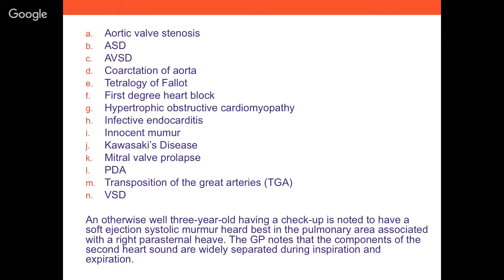An otherwise well 3-year-old having a checkup is noted to have a soft ejection systolic murmur heard best in the pulmonary area associated with the right parasternal heave. The GP notes that components of the second heart sound are widely separated during inspiration and expiration. Yep. Cool.